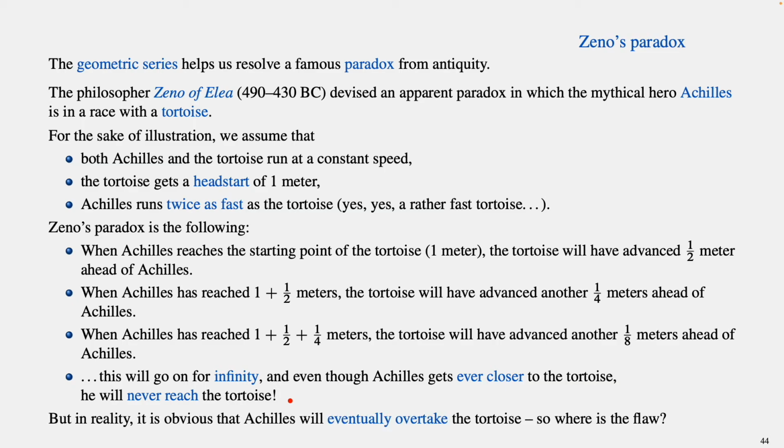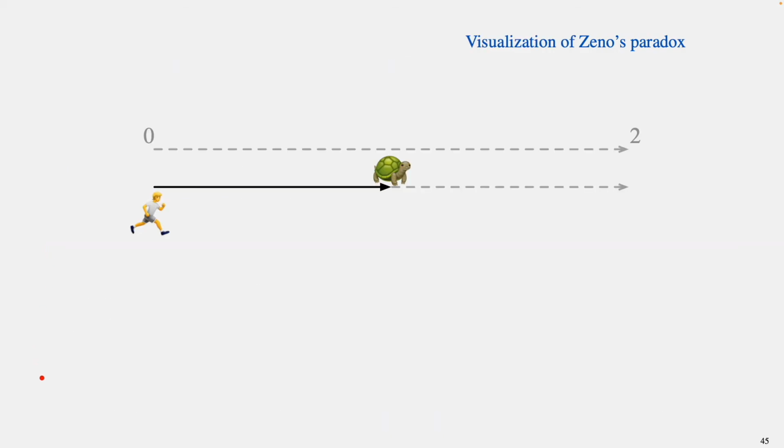But of course we know that eventually Achilles will overtake the tortoise because he's twice as fast. So where's the flaw in this reasoning here? And the way I posed it, you might already have figured it out, because it's tailored exactly to fit our previous example for the geometric series.